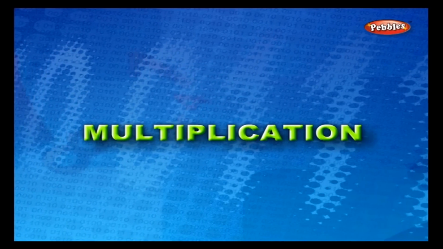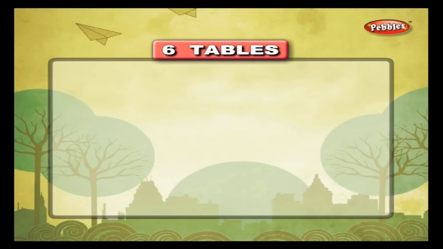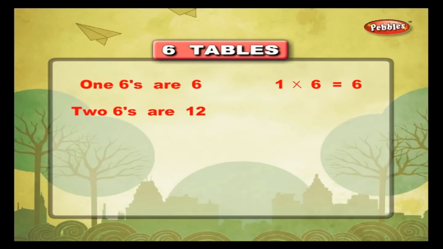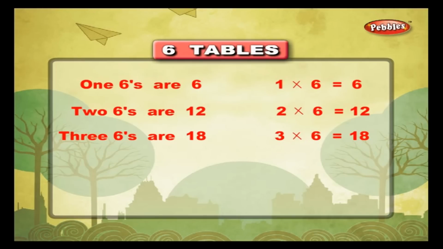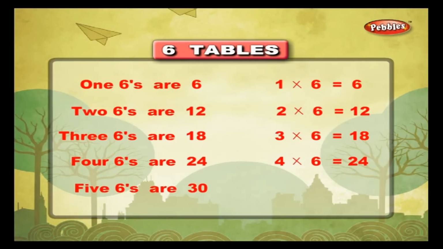Multiplication. 6 tables. 1 6 are 6. 1 into 6 is equal to 6. 2 6 are 12. 2 into 6 is equal to 12. 3 6 are 18. 3 into 6 is equal to 18. 4 6 are 24. 4 into 6 is equal to 24. 5 6 are 30. 5 into 6 is equal to 30.